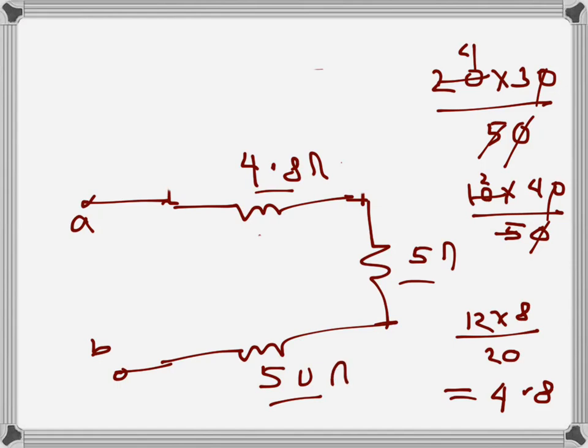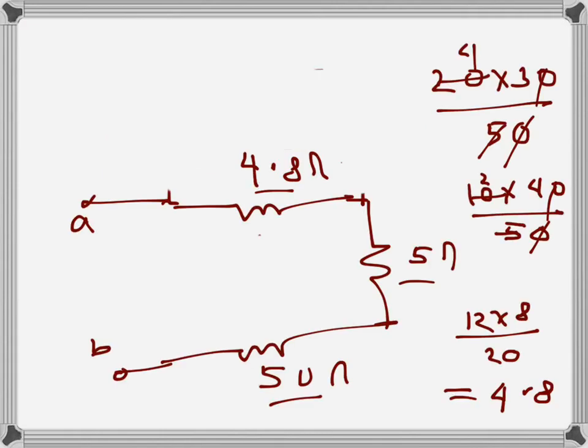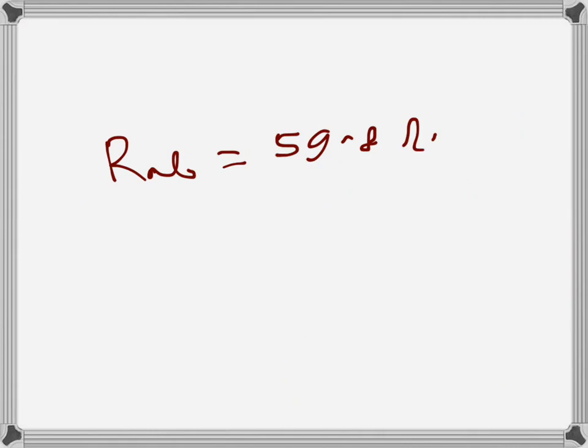These three are in series. So that becomes 59.8 ohms. So RAB is 59.8 ohms. That's 4.8 plus 5 plus 50, these three in series. So that's the resistance seen from terminal A and B.